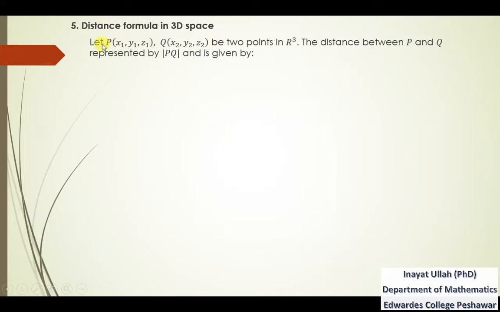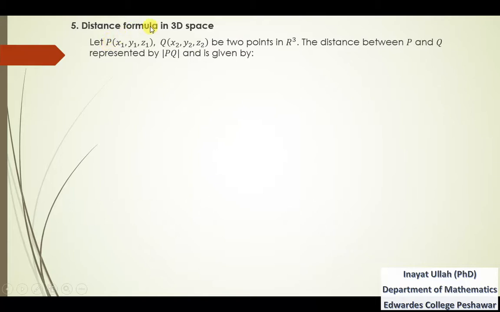In this slide, we are interested in the distance formula, that is, how we can measure the distance between 2 points in space. For example, let's say P is one point in space whose coordinates are x1, y1 and z1. Because this is 3D space, P will have 3 coordinates x, y, z. Similarly, we are taking the second point Q, whose coordinates are x2, y2 and z2.